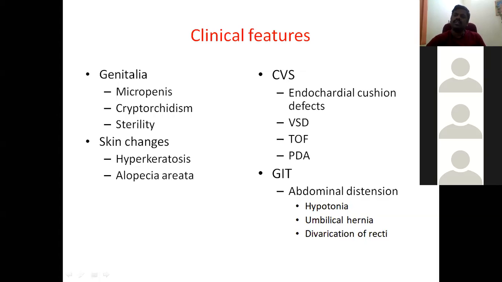It is not seen in all children, but it is there in most of the children. The most common defects, in order, are endocardial cushion defects. That is the most common. The most common defect in Down syndrome is the endocardial cushion defect.